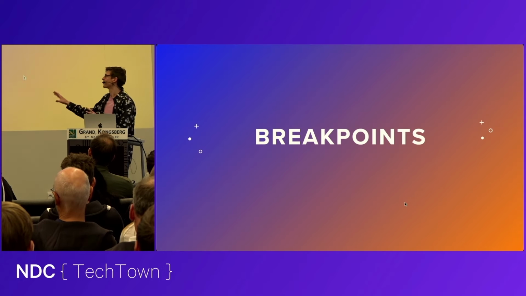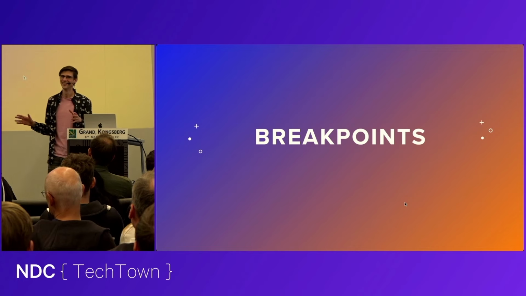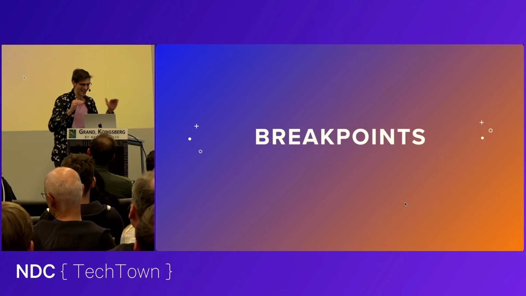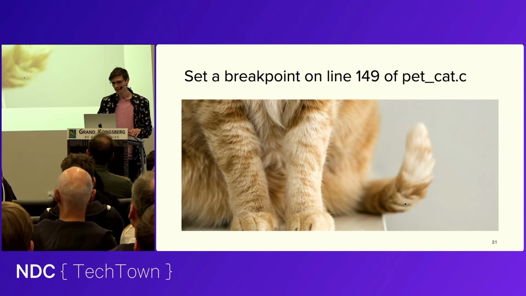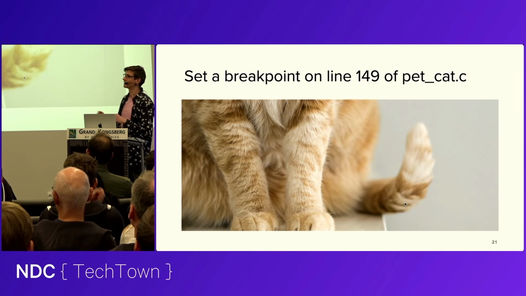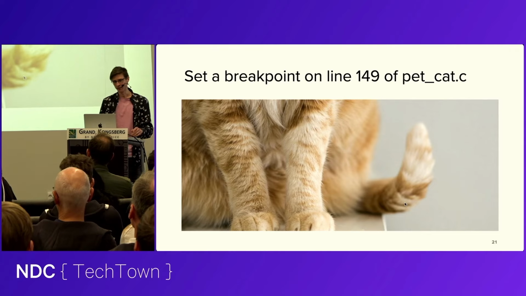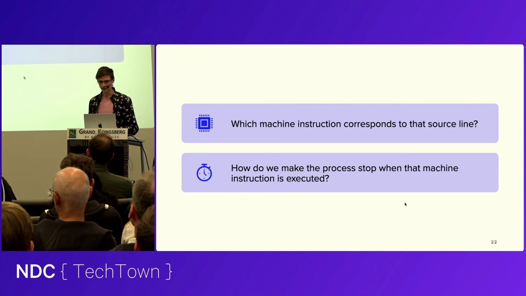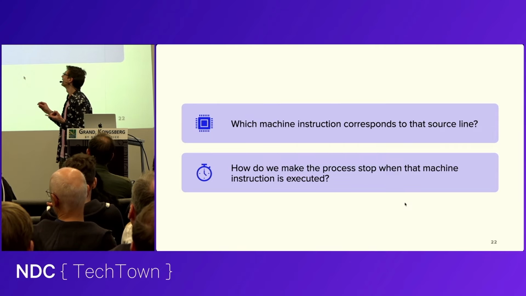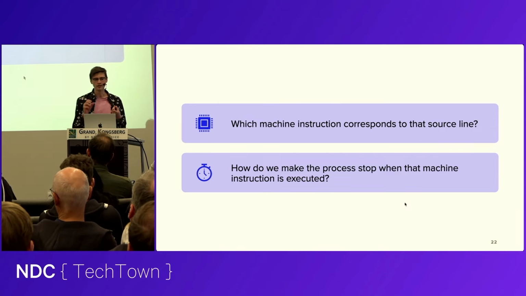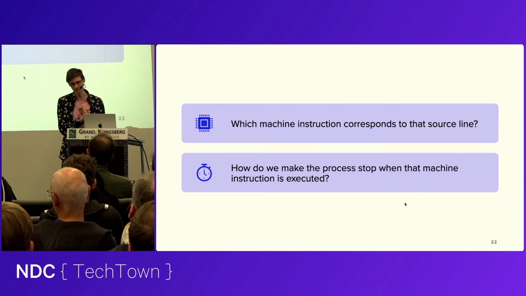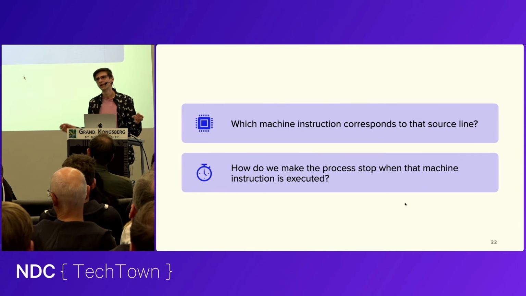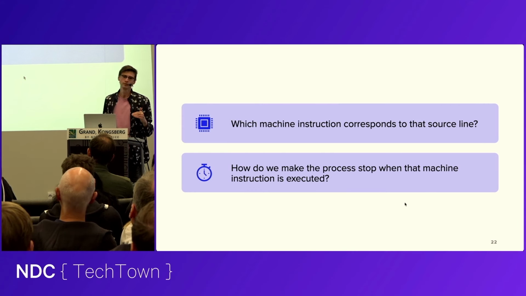Breakpoints. This is one of the things that I think seem most magic about debuggers, right? You set a breakpoint on something and it halts. How does that actually work? Let's say we want to set a breakpoint on line 149 of petcat.c. There are two main things that we need to work out. The first is which machine instruction corresponds to that source line. Then, once I know that, how do I make the process stop when we reach that line?